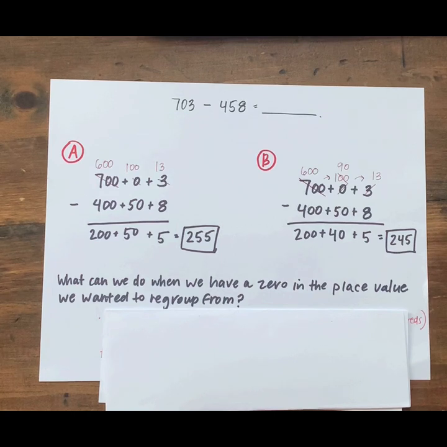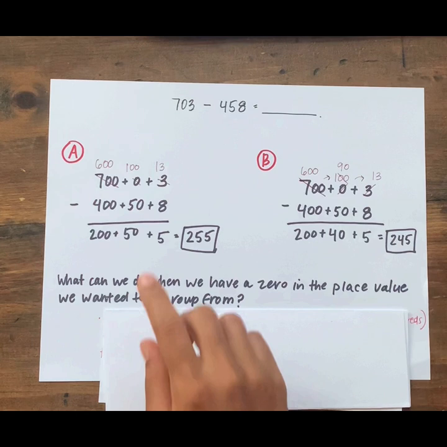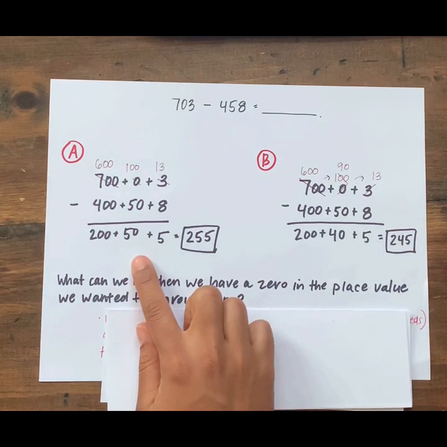Hide your letter in your lap. And when I say show, get ready to show me A or B, tall, high above your head. Get ready. Show. I see some A's and I see some B's, so let's talk about it. If you agree with student A, why?